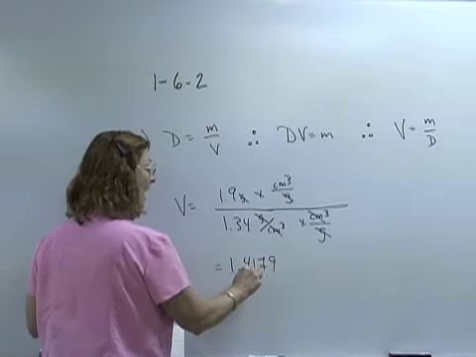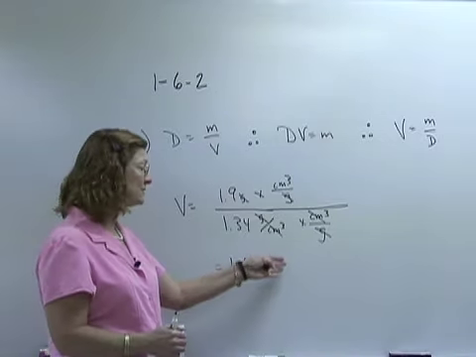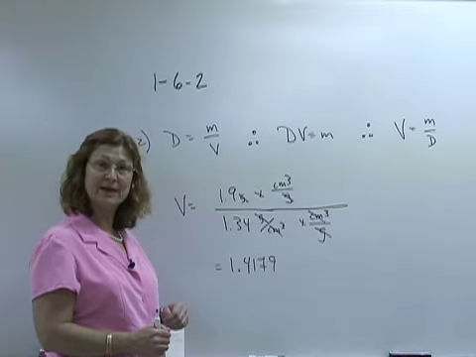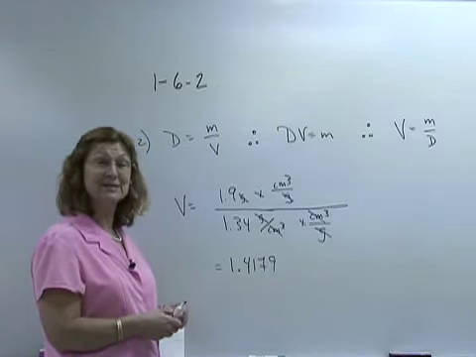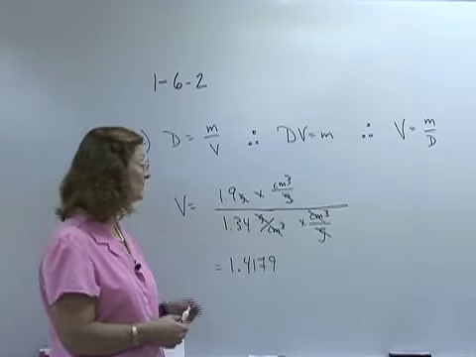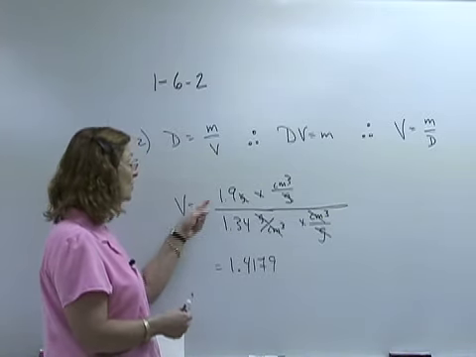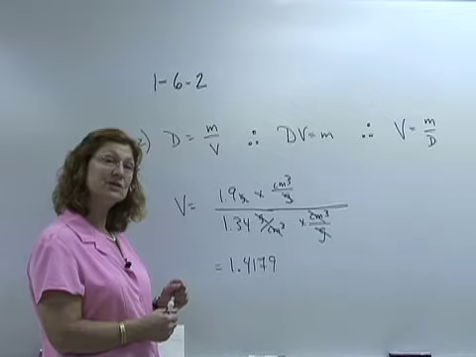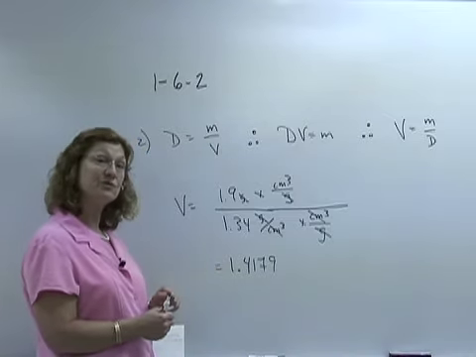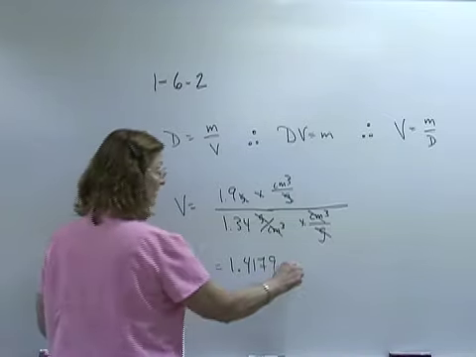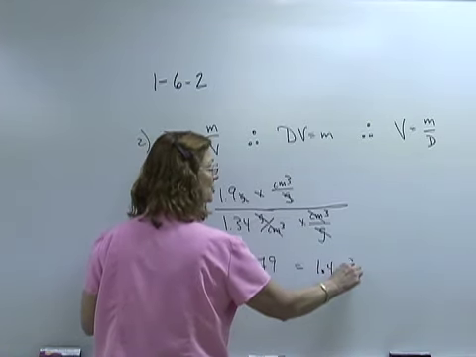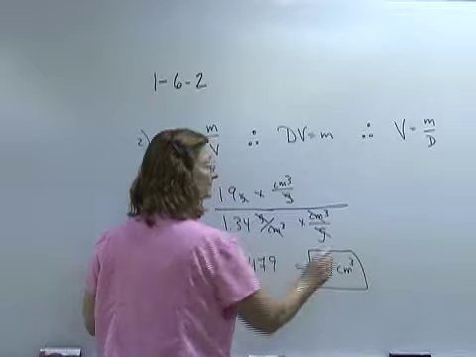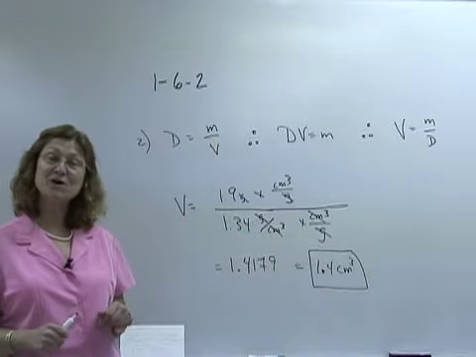1.4179. I always take the number 4 places after the decimal and cut it off or truncate it. Then I look back at my original problem and find out which number has the least number of significant digits. Well, out of these 2 numbers, 1.9 only has 2 significant digits. So my answer should only have 2 significant digits. So my final answer will be 1.4 centimeters cubed. And that's how we solve for volume.